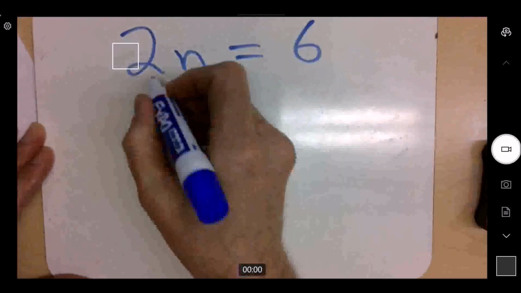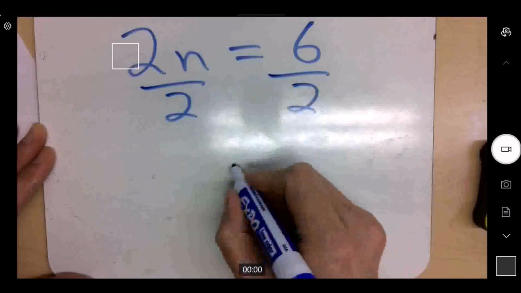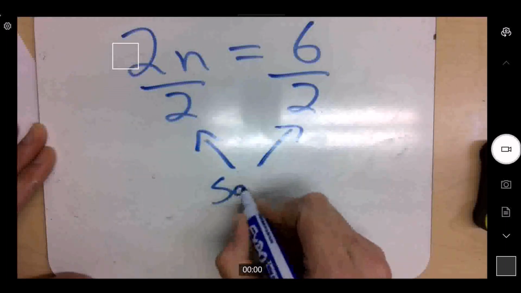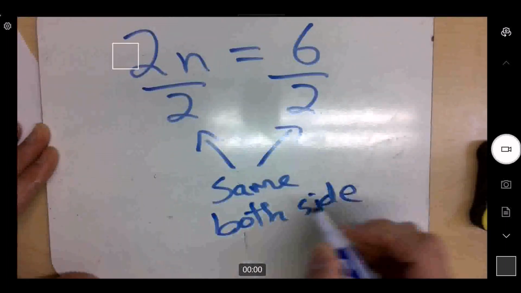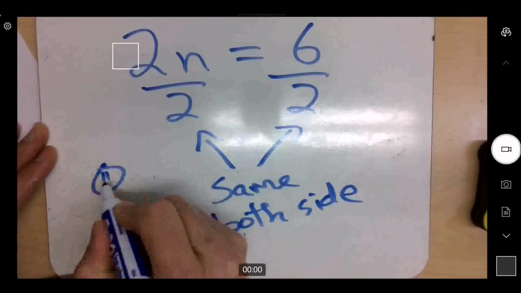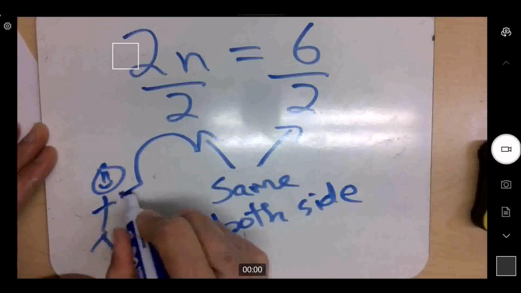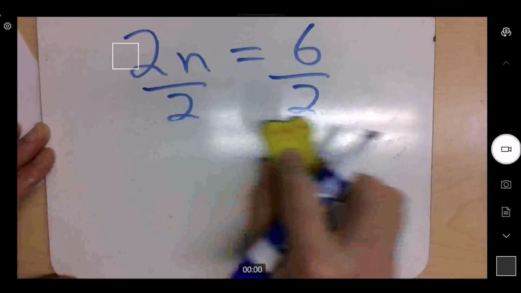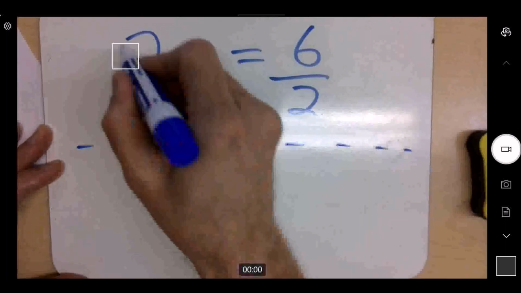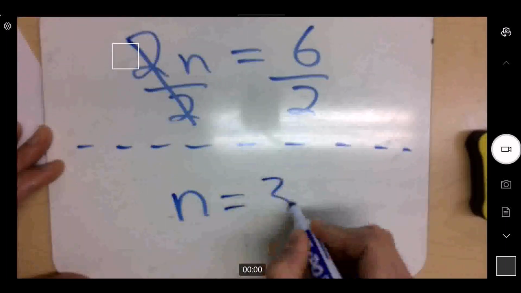So we're going to do the same to both sides. Divided by 2 on the left, divided by 2 on the right. Got to be the same, otherwise it's not balanced. Once you do that, times 2 and divided by 2 cancel each other out. You are a happy camper who goes, oh my gosh, I'm done. And you're going to see that n obviously equals 3.